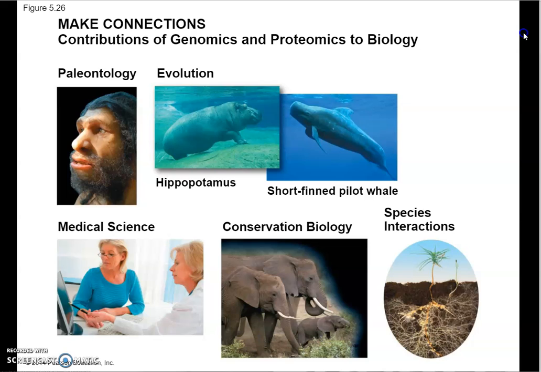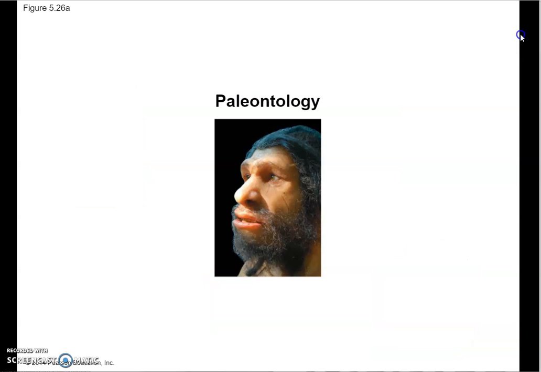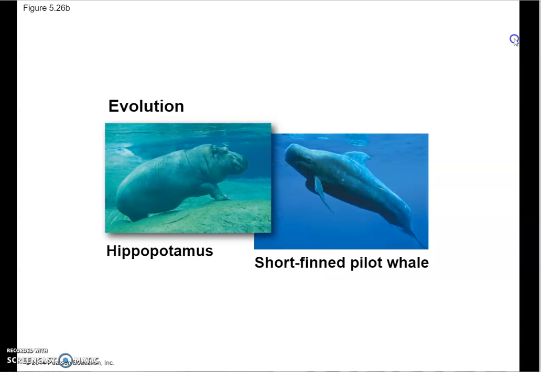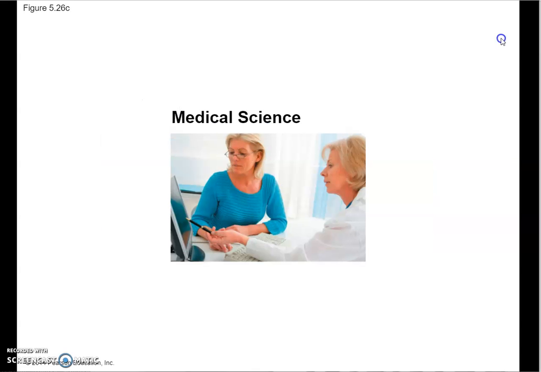Making connections, contributions of genomics and proteomics to biology include paleontology, studying evolution, studying species interactions, conservation biology, and medical science. Paleontology: we can see where human beings came from, how we are related to Neanderthals and Homo erectus. Studying evolution: how did the hippopotamus and the short-finned pilot whale evolve from one another?